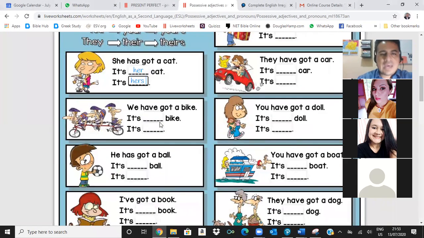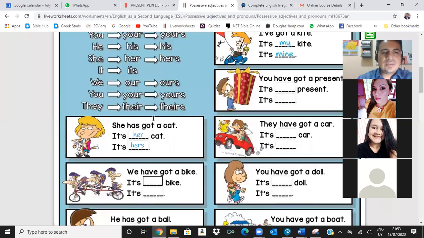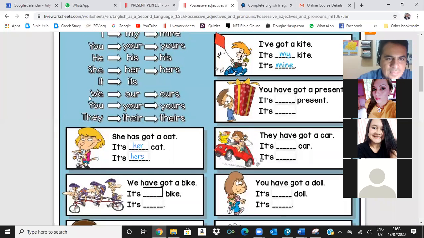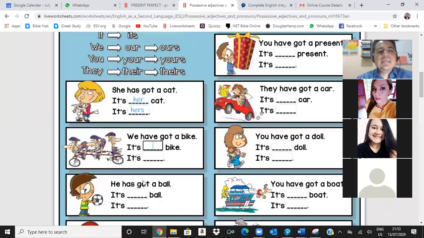We have got a bike. So tengo que usar our, we, que es el sujeto que me están dando en la primera oración, and then we use our, ours. Ours. It's our bike. Okay. It's ours. Ours. Very good.